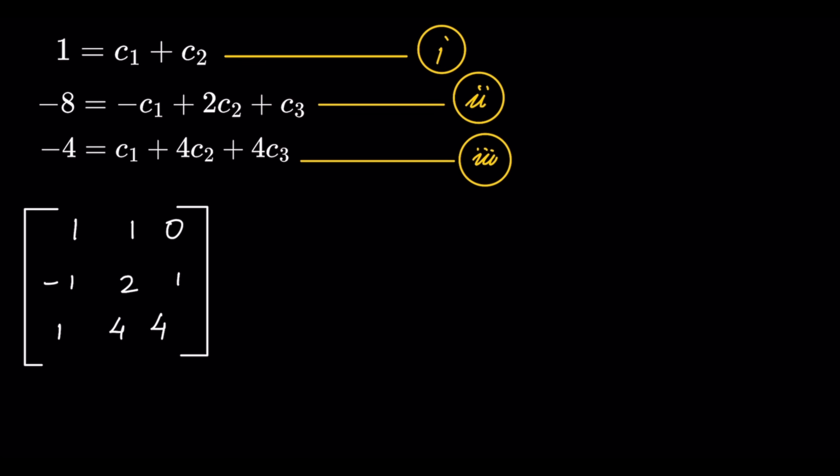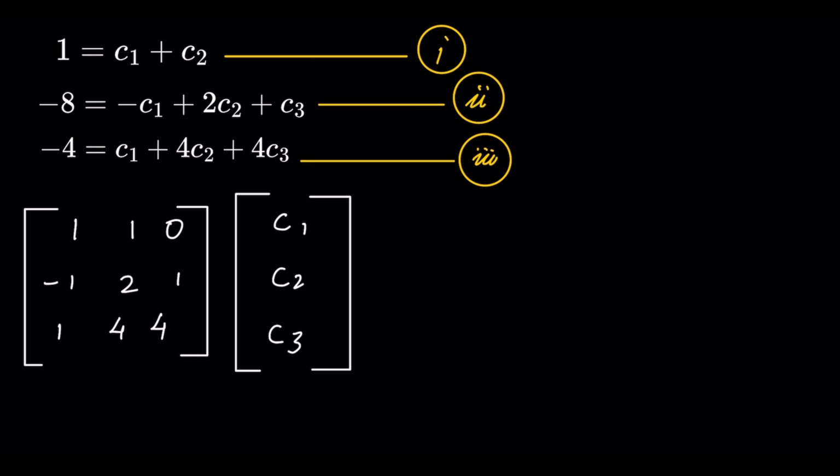Now, we're going to be writing these C1, C2, and C3 like this. And then we are going to write the constant column, the right-hand side of the equations, which is going to be denoted like this.